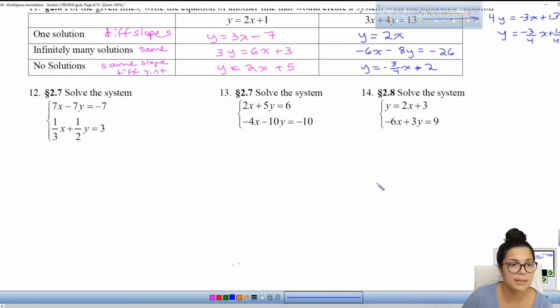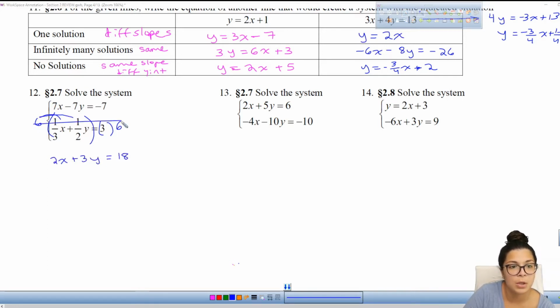We need to solve the system. And I noticed that one of my equations in this system has fractions. So the first thing I want to do is get rid of those fractions. So I'm going to go ahead and multiply by a least common multiple, which is 6. Any multiple will work. The least one is the best because your numbers are going to be the smallest, but any multiple of the denominator. So we're going to end up with 2x plus 3y equals 3 times 6, which is 18.